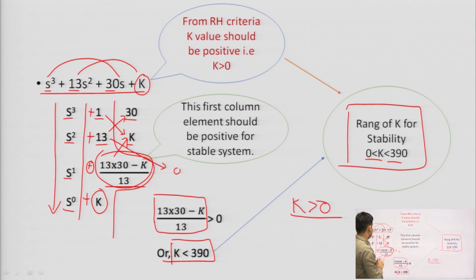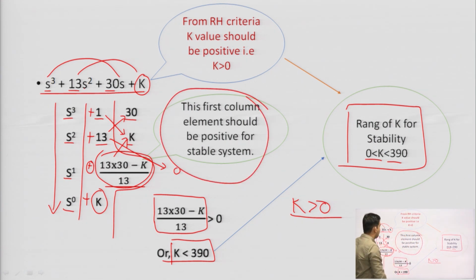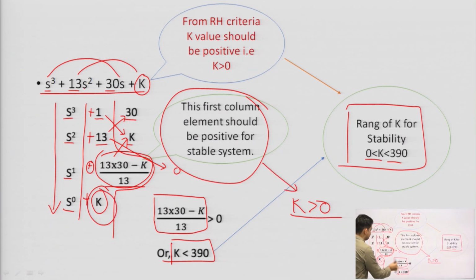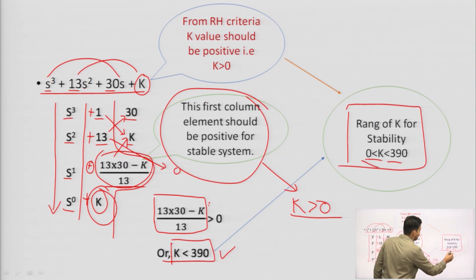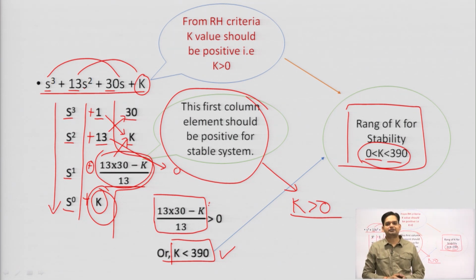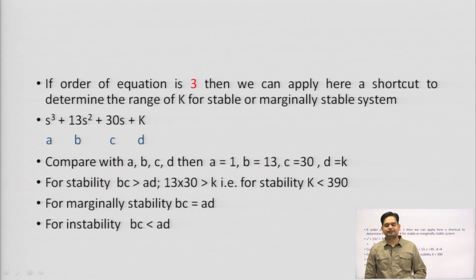Okay. So, what we need to check here is that the first column element should be positive for stable condition. That is why our range comes as K greater than 0 from here. The second term should also be positive, greater than 0, and it gives this condition. If I combine both conditions, this is the range of K for which my system is stable. If I increase the value of K beyond 390, then my system would be unstable. Okay. So, when we study the Routh Hurwitz criteria, this will be more clear to us, right.